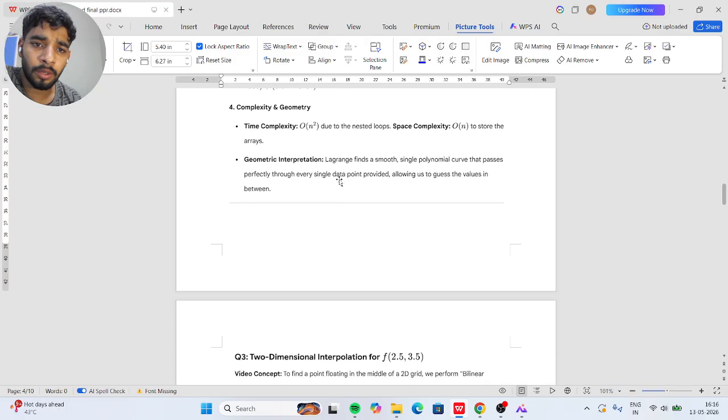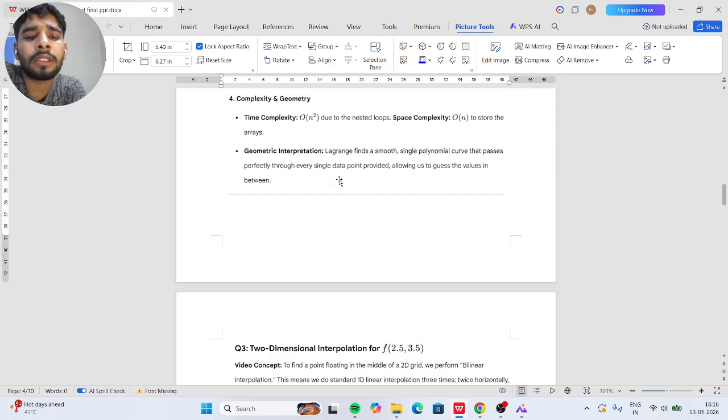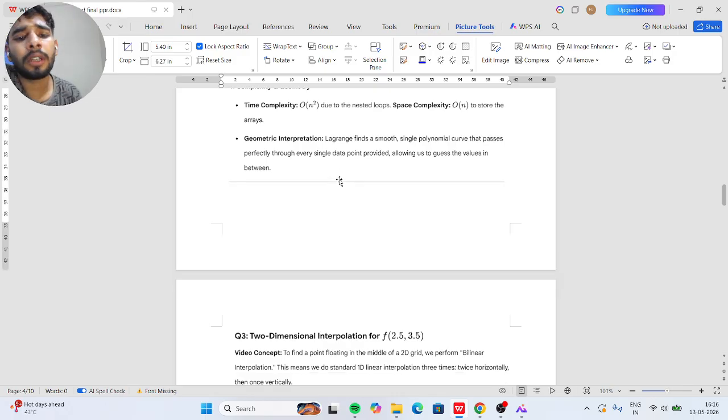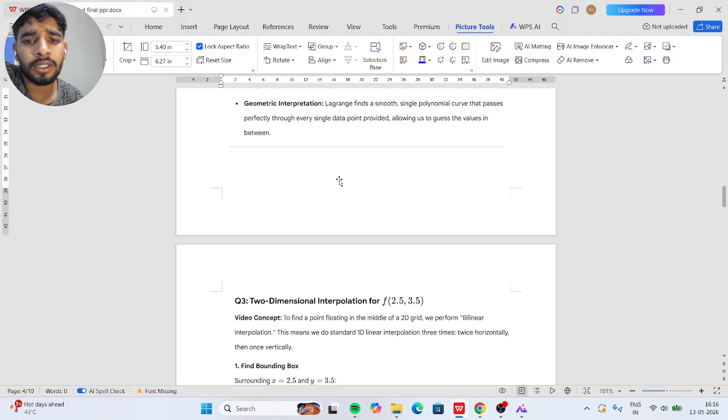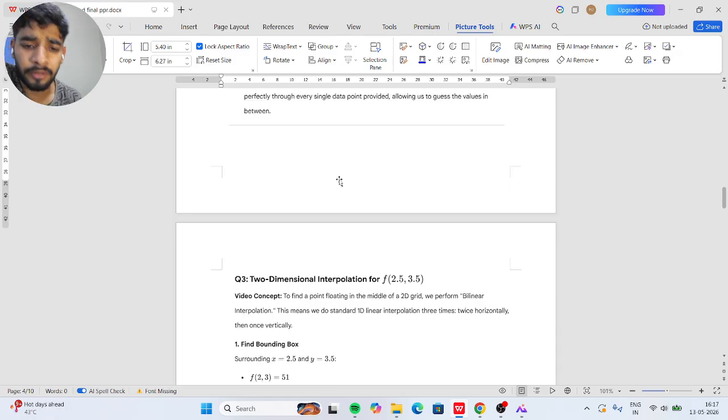Now we come to the complexity. The time complexity is order of n square due to nested loops. The space complexity is order of n to store the arrays. And the geometrical graph interpretation says that Lagrange finds a smooth single polynomial curve that passes perfectly through every single data point, allowing us to guess the value in between.